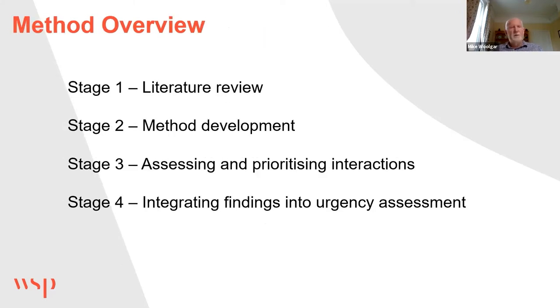So in terms of the method, we did four stages. I'm going to really talk mainly about one, two, and three, because stage four was really to do with promoting the next stage for CCRA 4, Climate Change Risk Assessment 4. So: a literature review, method development, assessing and prioritizing interactions, and then looking at some of the thoughts and things that we could derive from the approach we were taking.